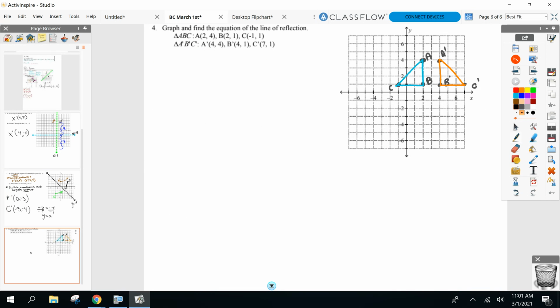So I give you a triangle ABC, and I give you its image, A prime, B prime, C prime. And it's a reflection. Where's the line of reflection then? So just a little reverse. Going in reverse. Now you guys get me the line of reflection.